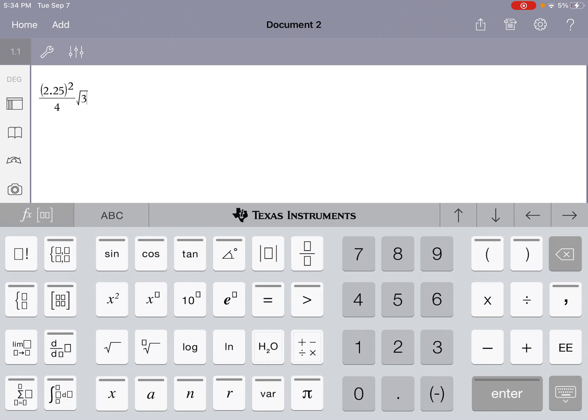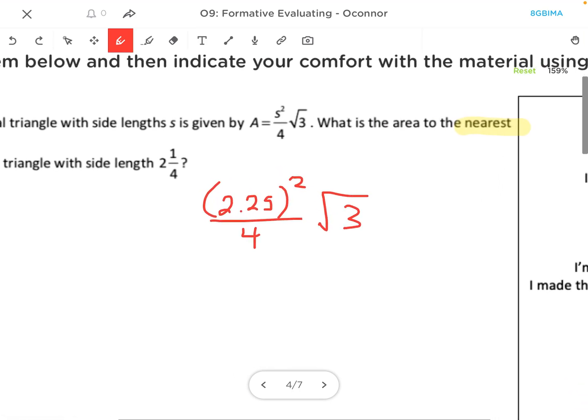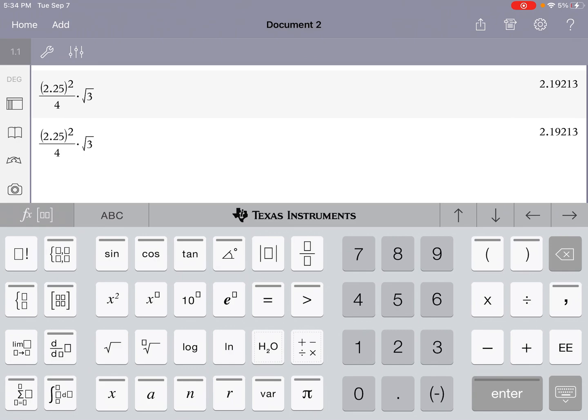Now remember, when I hit enter, I have to hit and hold it down and use the squiggle lines. And so I get 2.19213. Now it asks us to round it to the nearest hundredth, so that's 2 spots. So that's going to be 2.19 for our final answer.